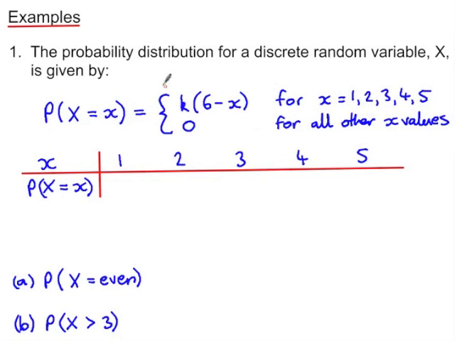This is an example of a probability distribution where we are given a function to work out the different probabilities for the different values of x. The function is given in terms of x and also an unknown constant k. So firstly we'll work out the probabilities in terms of k, and then we'll try and work out that value of k. So when x equals 1, 6 take 1 is 5, so this is 5k.